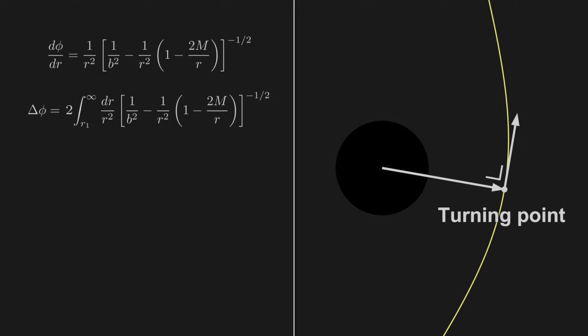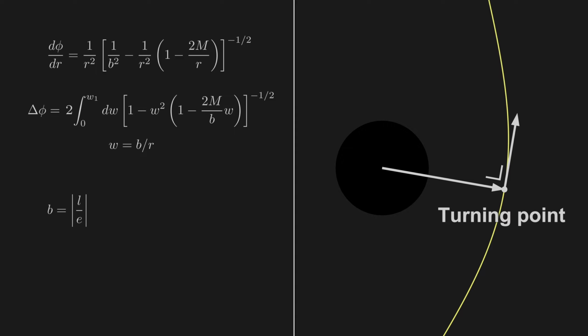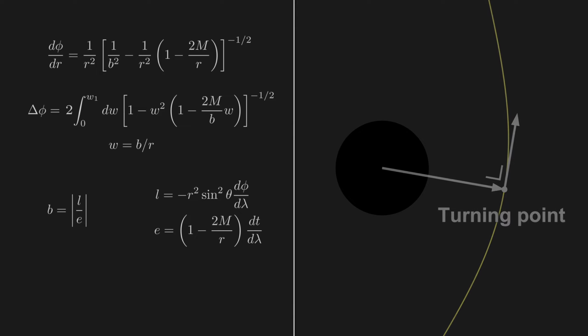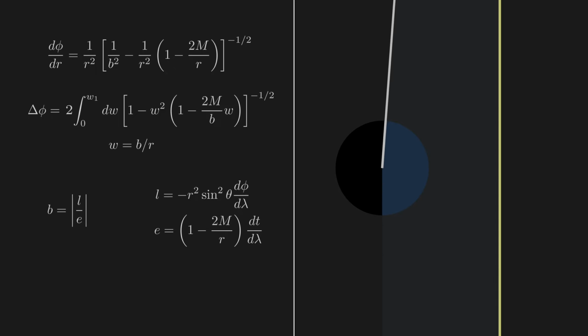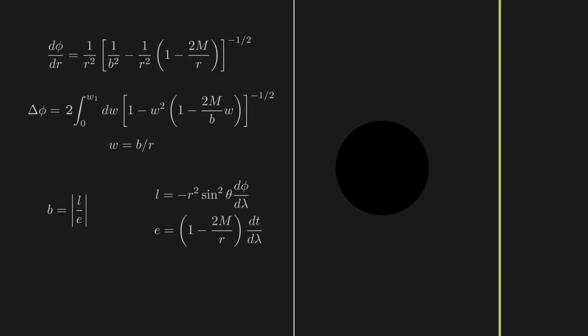We then introduce the quantity w equal to b over r, which lets us rewrite this integral into a form that shows that the shape of the orbit only depends on the ratio of b over m. We saw that b is equal to the absolute value of L over E, where L and E are these quantities. Finally, remember that a light ray that is not bent, so just a straight line, sweeps out an angle of 180 degrees, or pi radians. So we define the deflection angle as a total angle swept out minus pi.